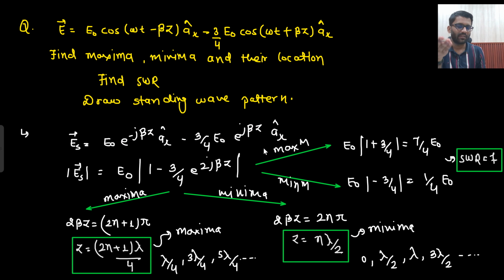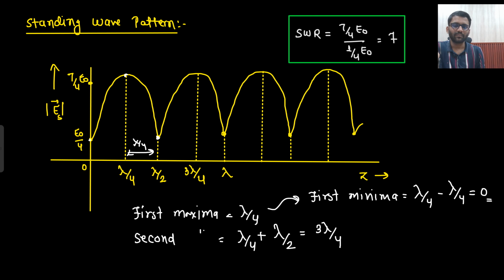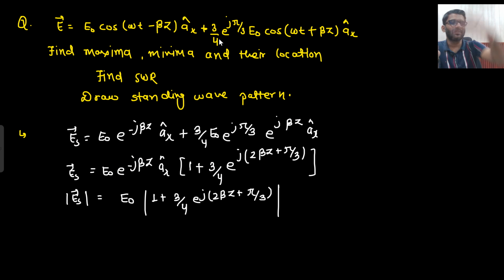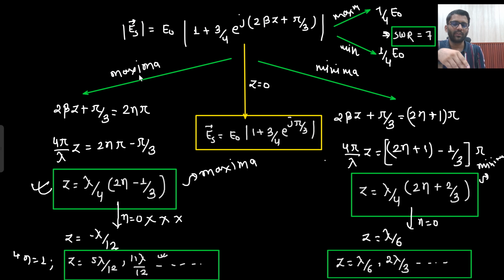Then we saw this example where the minus sign was there, and then we saw this example where e to the power j pi by 3 was there. So another factor is coming, that is e to the power j pi by 3. Because of that we took this into action. Then what did we do? Then 2 beta z plus pi by 3 is equal to 2n pi. From there we get to know the value of z, which is lambda by 4 times (2n minus 1 by 3).